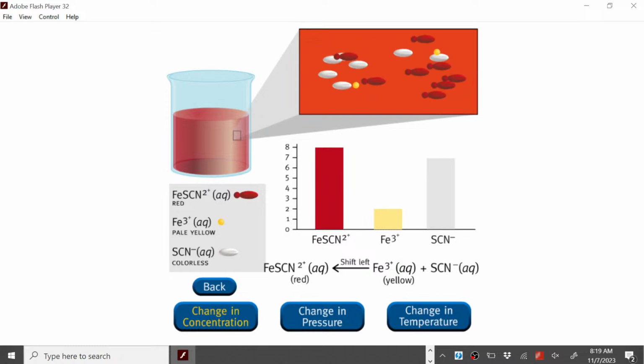It got darker. So adding SCN shifted it which way? The reactants. Why? This is on the product side. Whatever you do, nature tries to undo. We greatly increased that, so it had to shift left in order to reduce the amount, and then the other one went back up.